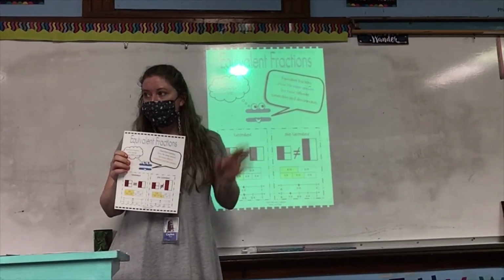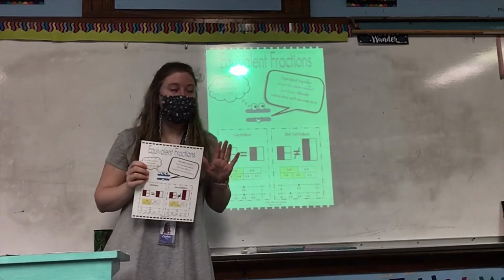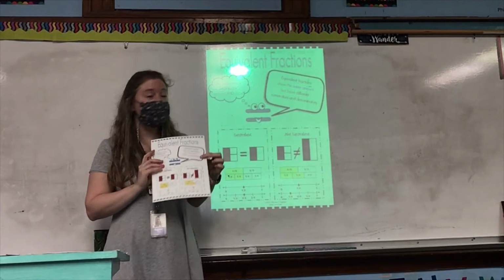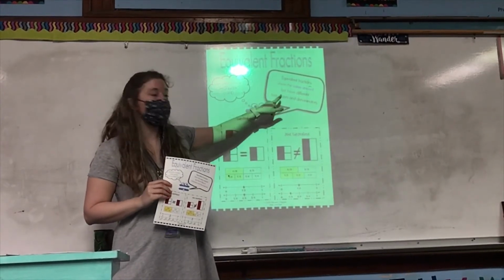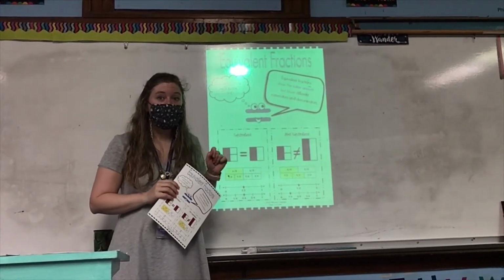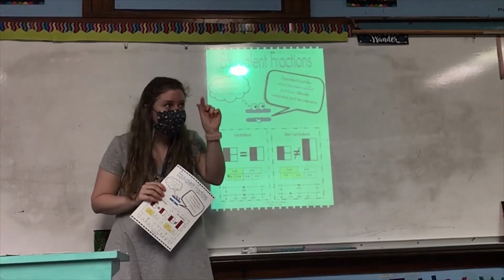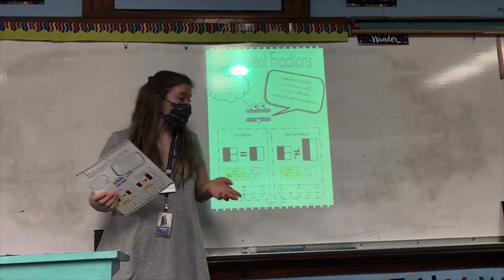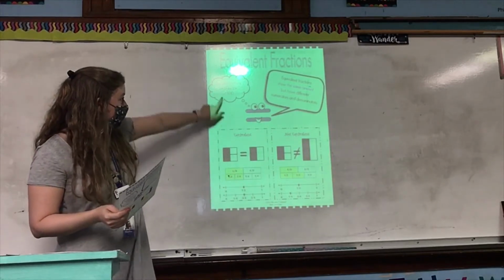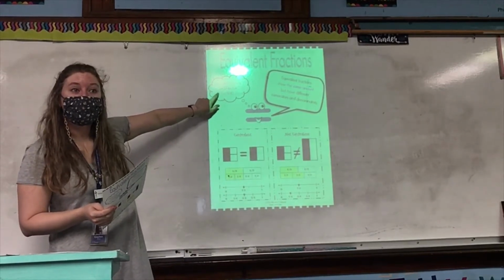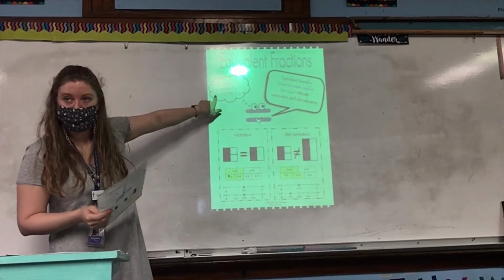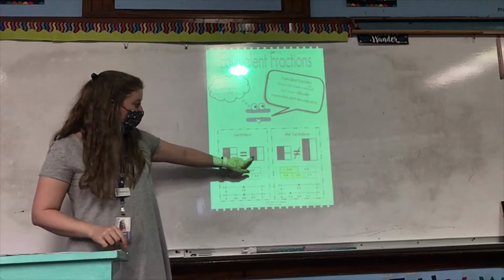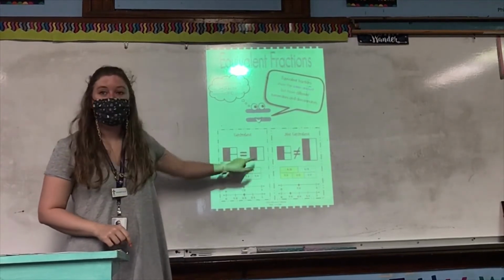So, today's just a review of what equivalent fractions are. Equivalent fractions show the same amount but have different numerators and denominators. So that means the two fractions, just by looking at the numbers, look different. But when you model the two fractions, you'll see that they represent the exact same size and shape. What that means is, here we have two equivalent shapes.